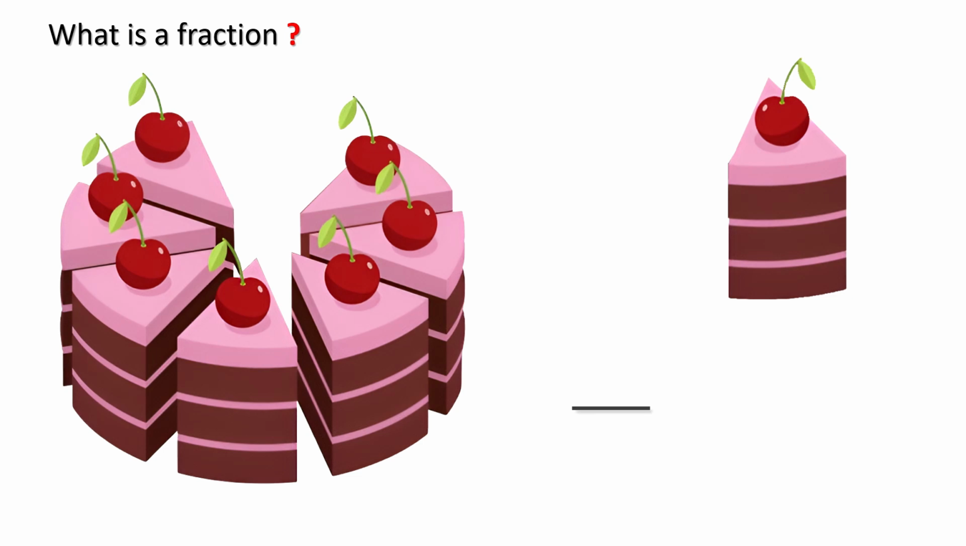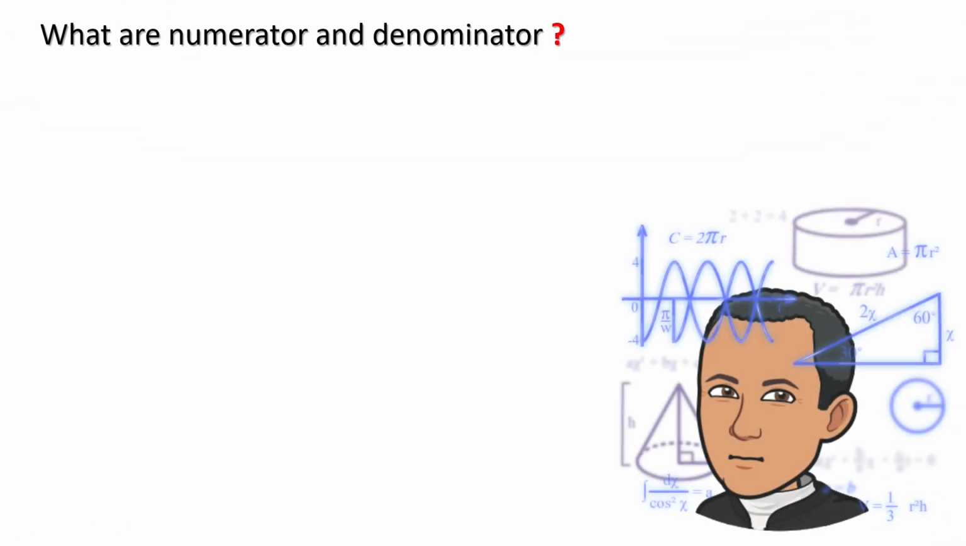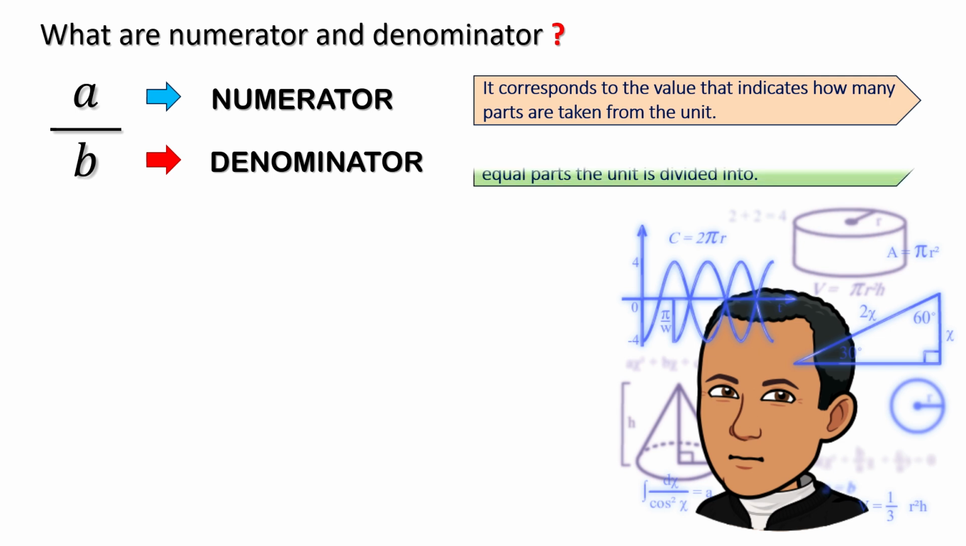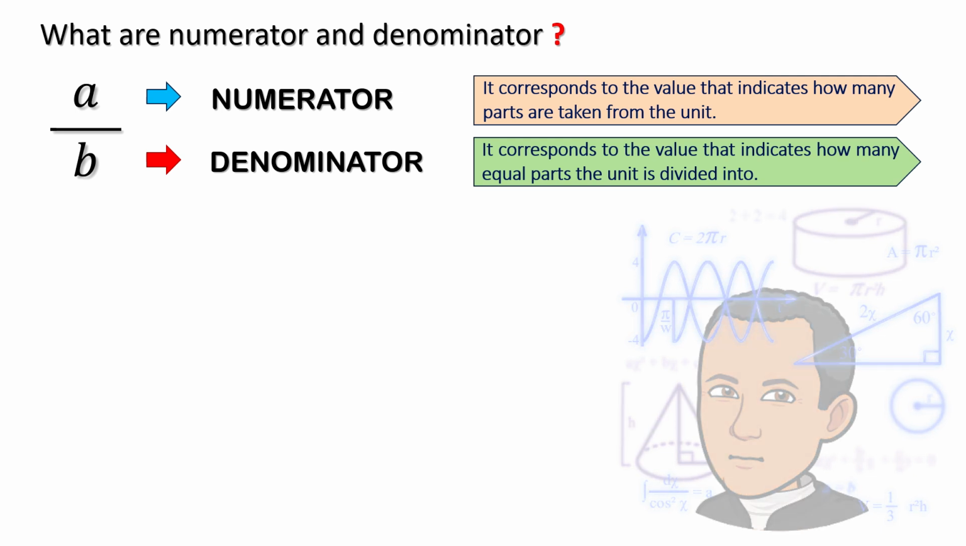Now, in mathematics, numerical fractions are a way of expressing a divided quantity, similar to what we explained with the cake. In other words, fractions are composed of two elements, the numerator and the denominator. But what are the numerator and denominator? In every fraction, the element at the top is called the numerator, and this corresponds to the value that indicates how many parts are taken from the unit. And the element at the bottom is called the denominator, and this corresponds to the value that indicates how many equal parts the unit is divided into.